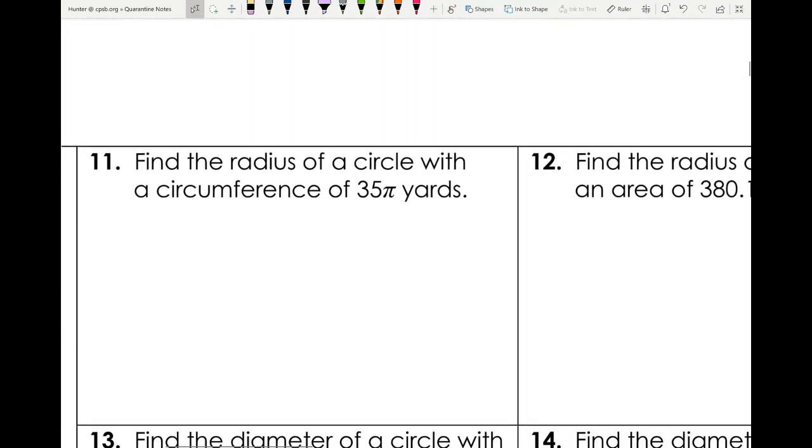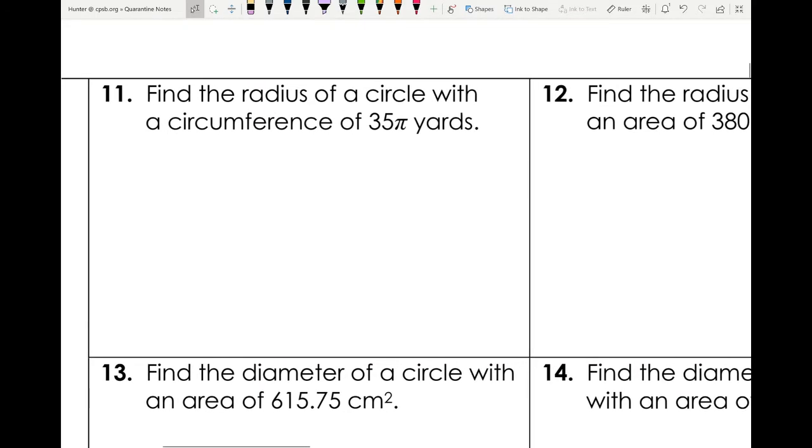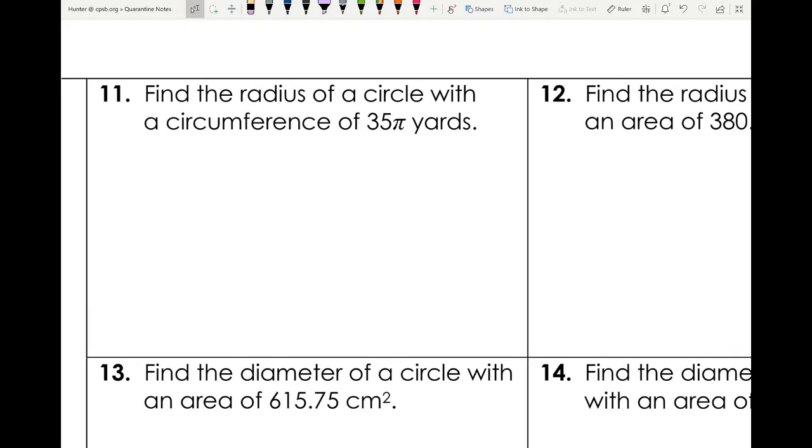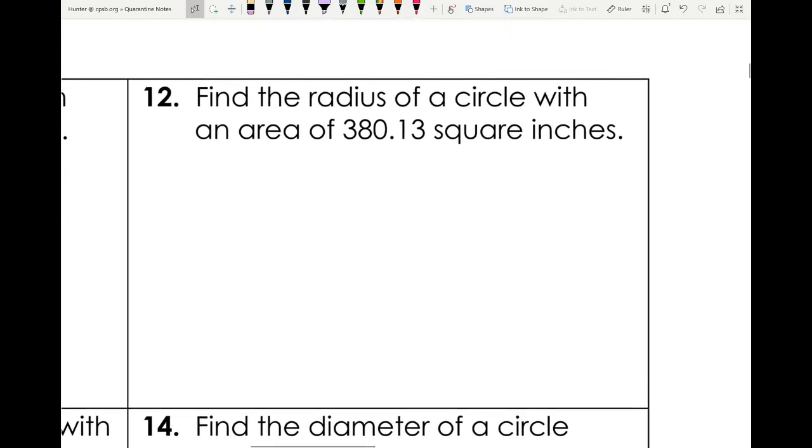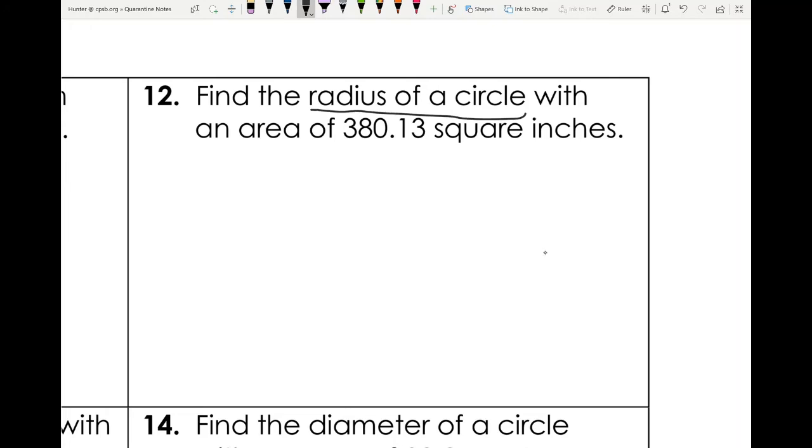Alright, 11. Find the radius of a circle with a circumference. We'll leave that one for you. Number 12 now. This one's a little different. Find the radius of a circle with an area. Remember, we know the area formula is in terms of radius: pi r squared. And then we're going to set that equal to the actual area, which is 380.13.